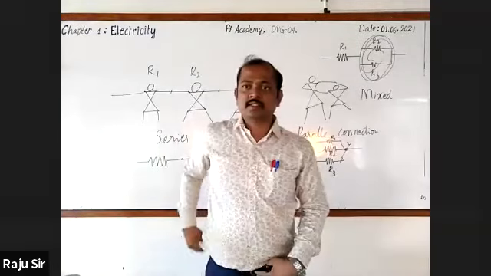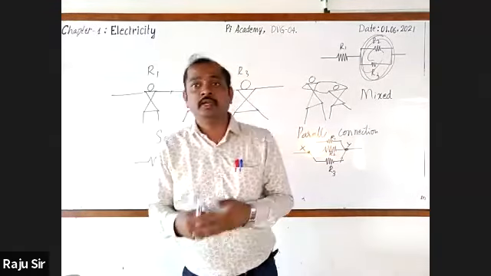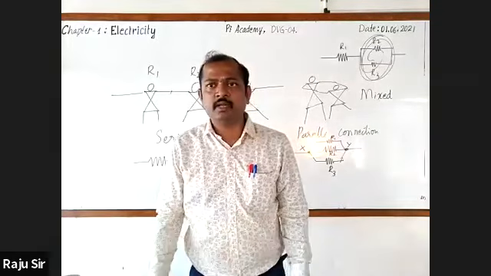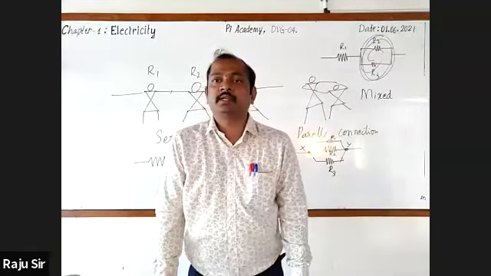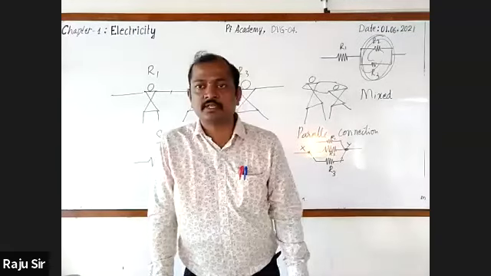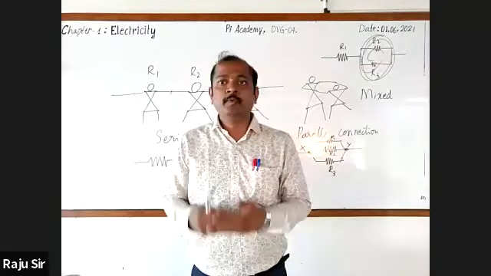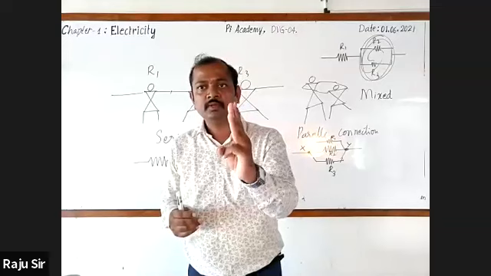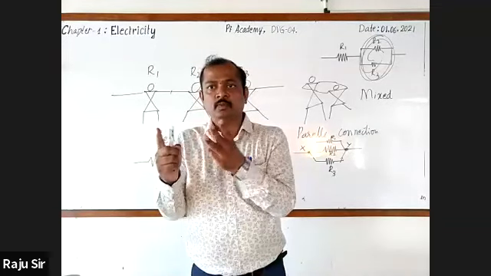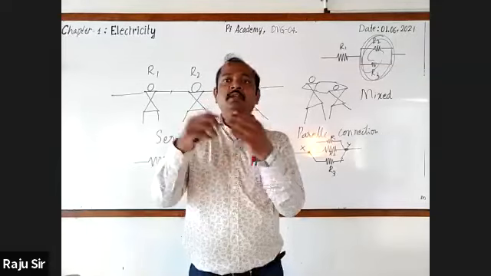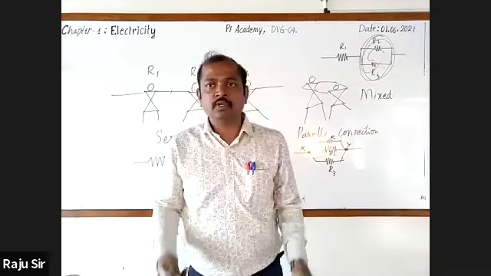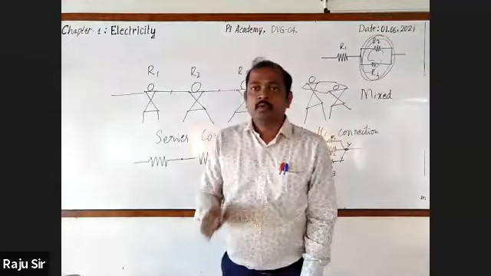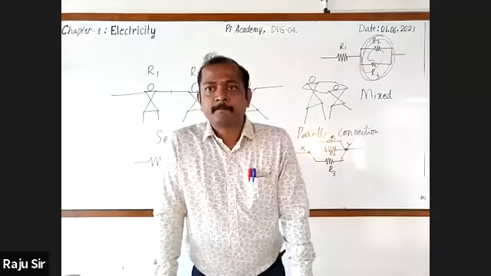Here, a student is asking, how many resistors can be connected? It depends. Any number of resistors can be connected in series, parallel, or mixed connection. But in our syllabus, we have information regarding the connection of a maximum of 3 resistors with respect to series and parallel. But in mixed, it will also increase. Hope that you have understood.